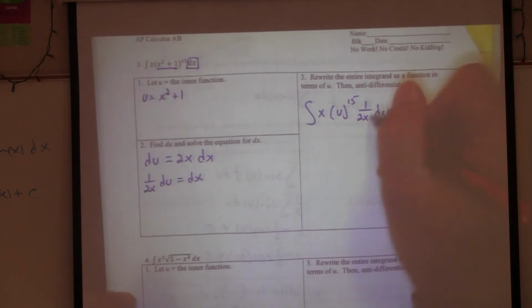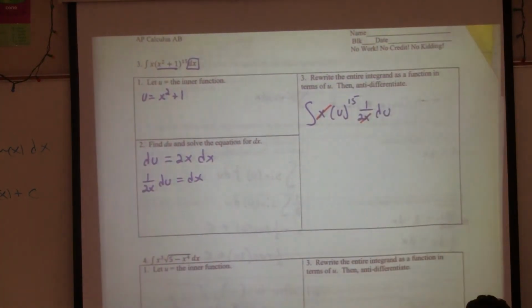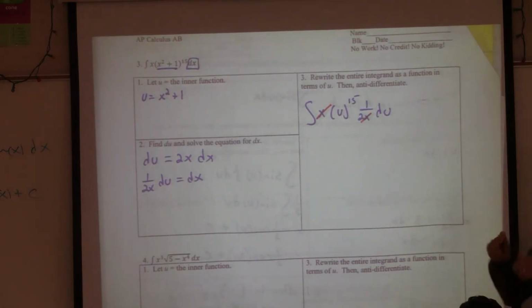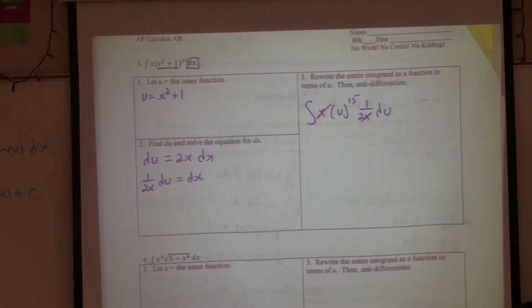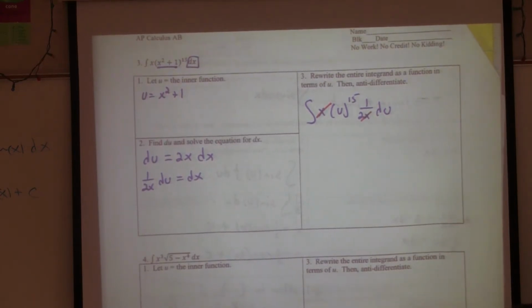Perfect. The problem fixed itself. Sometimes the problem isn't going to fix itself. Then we got to do something else to fix that. Okay, because we can't have x's there. We've got to have everything in terms of u. Okay, so we'll talk about that in a little bit. Those are problems where you need to change the variables in order to work it out.